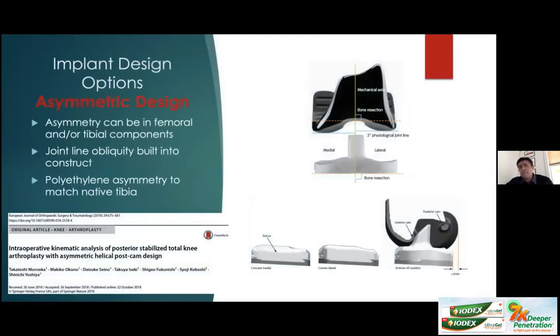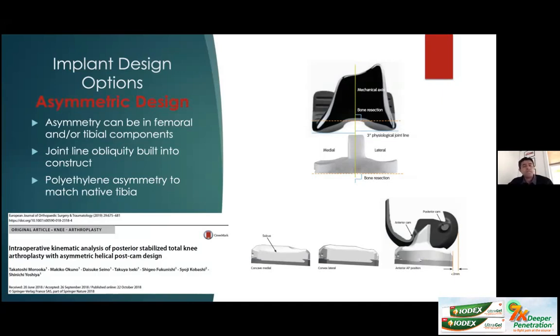The third implant design that I'm going to discuss is an asymmetric design, and various companies like Smith & Nephew and Zimmer have really taken this to the next level and built in asymmetries when it comes to their newer total knee arthroplasty implants. So this is an example of a Smith & Nephew Journey in which there are asymmetric distal femoral cuts, and correspondingly there is an asymmetric tibial polyethylene to preserve 3 degrees of varus at the joint line.